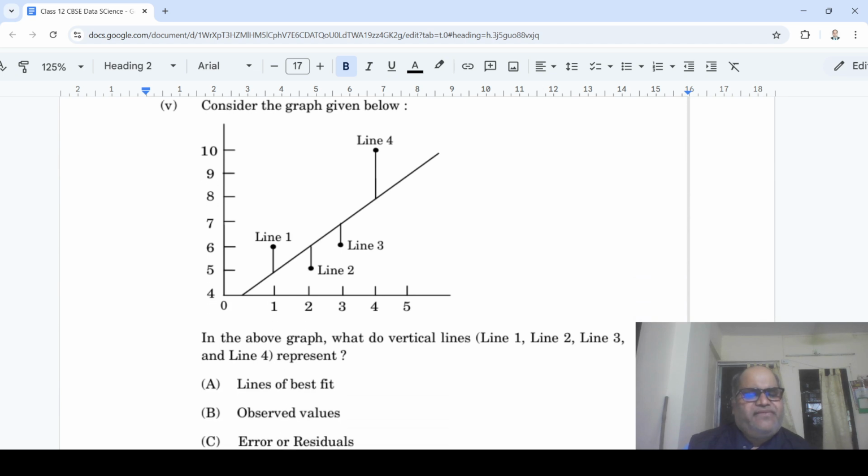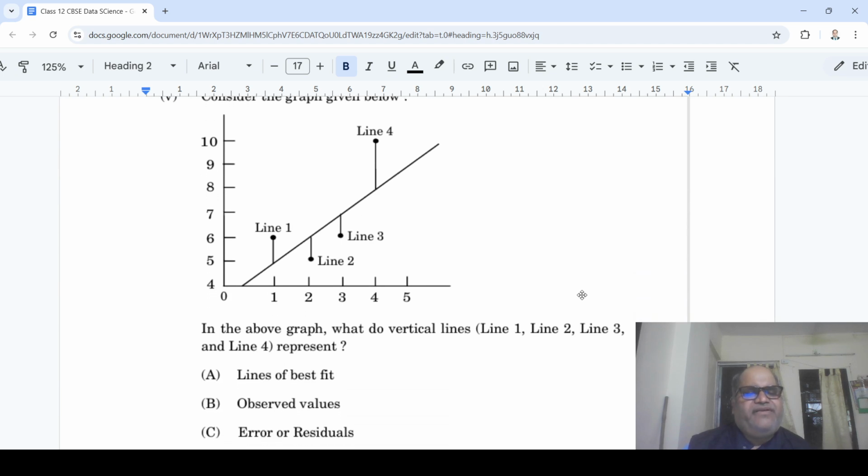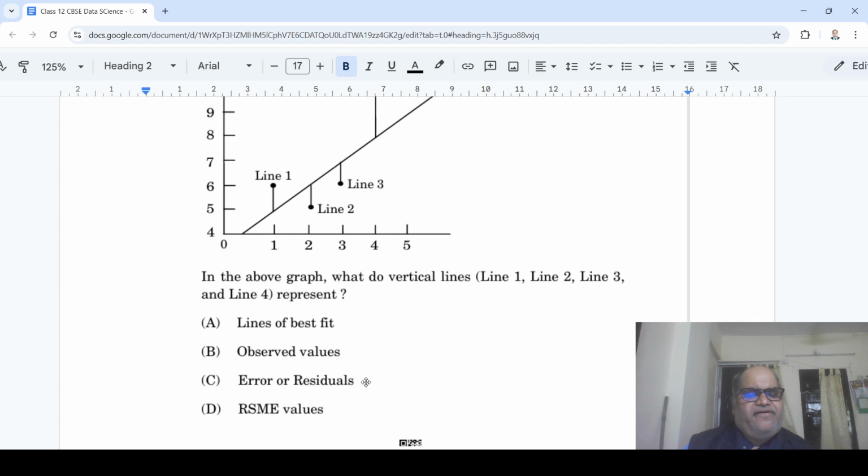You have been given an example, and you might remember your best fit line, and they are asking the same thing. What do the vertical lines 1, 2, 3, and 4 represent? So your line of best fit is this longer straight line, and your observed values are the different data points that you have. Errors, or residuals, are what these vertical lines are talking about.